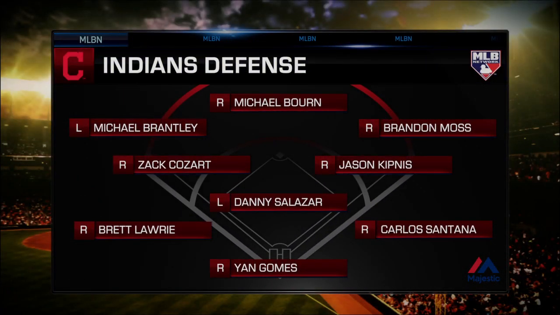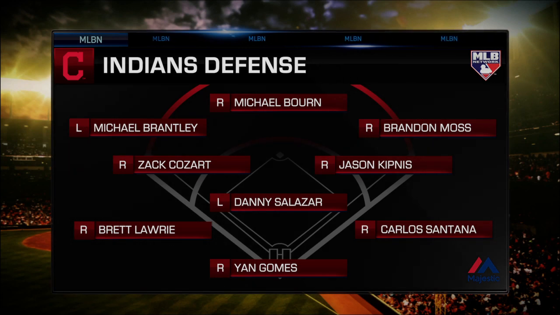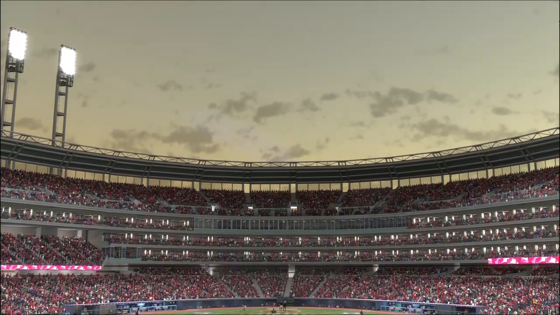All right, here's how the Indians line up defensively, brought to you by Majestic. And I'm looking at the shortstop, Zach Kozar. This guy catches the ball. Overlooked, he's not really flashy, so there's not going to be a lot of fanfare following him, but he makes all the plays for him.